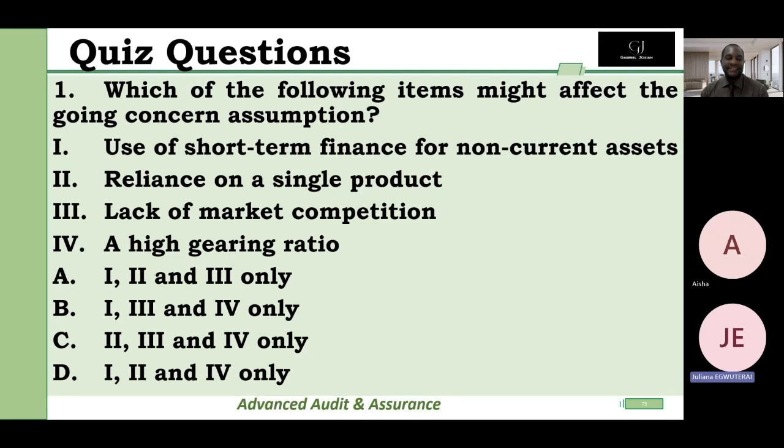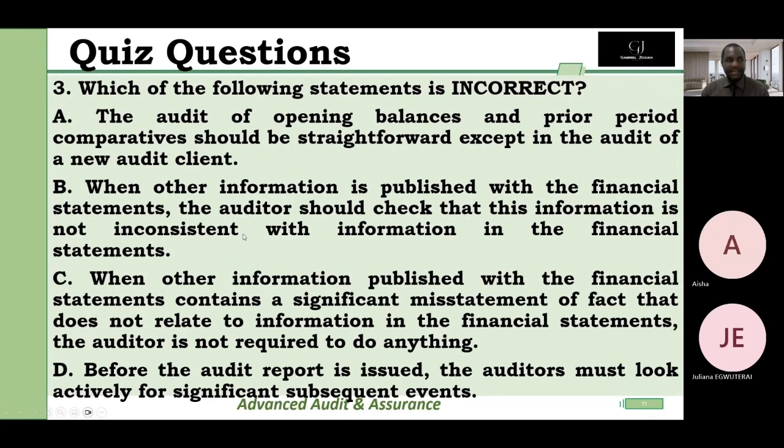I'll go for D. Okay, 1, 2, and 4. Let's see. J is going for D. A is going for C. All right, we took time in that question.